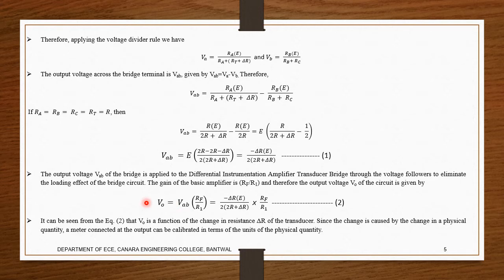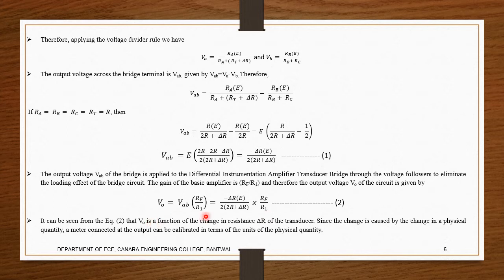Then what is the gain of this? V0 equals VAB into the feedback resistance and the resistance connected at the input of VA and VB, as we know both are the same. That equals minus delta R into E, substituting the same thing here, divided by 2 into 2R plus delta R, into R divided by R1.